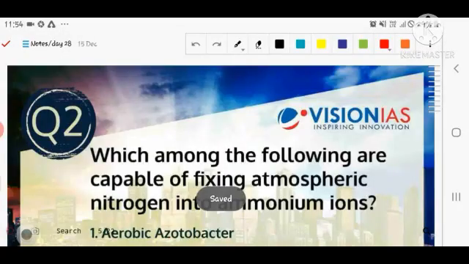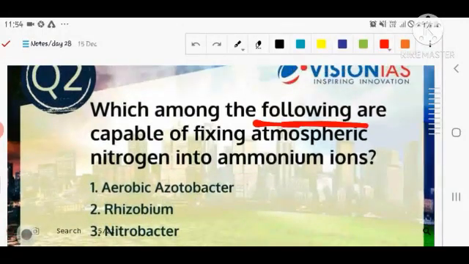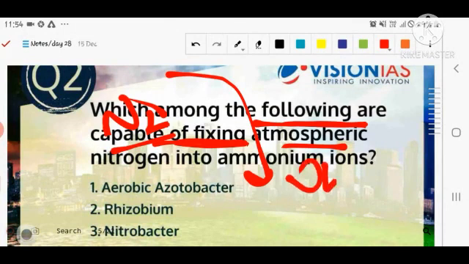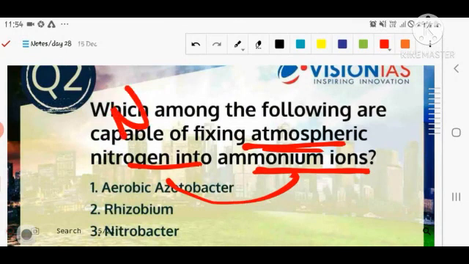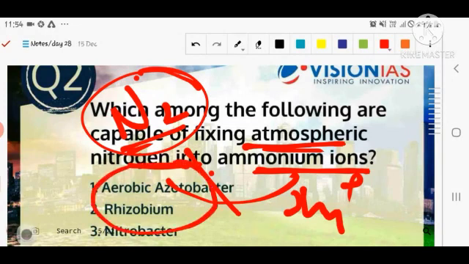Number second question, from ecology: which among the following are capable of fixing atmospheric nitrogen into ammonium ion? It means nitrogen is N2 and that is converted into the ammonium NH4 positive ion. So you have to tell the correct option, in which the following are capable of fixing atmospheric nitrogen into ammonium ion. It means that nitrogen found in the atmosphere is free, but we have to convert it into NH4 positive, and it is done by which of the following bacteria given in the question.